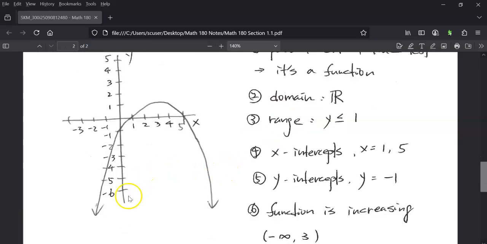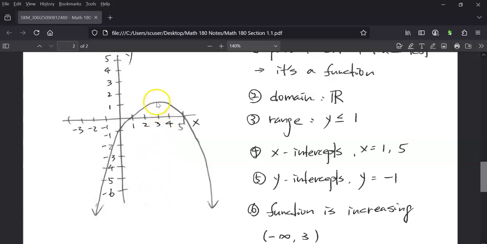Okay, now the domain, let's just look at it. What can x be? X pretty much stretches from negative infinity to infinity. So the domain is this symbol right here, R, which means all real numbers. Now the range, what can y be?